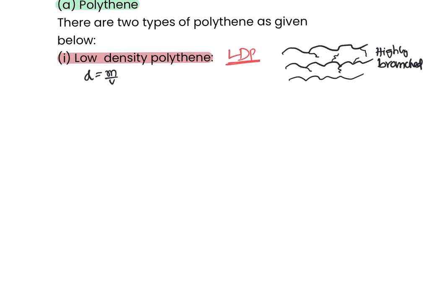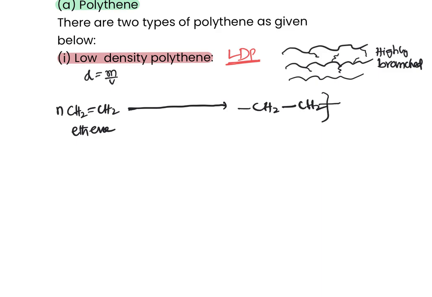So I am writing here the equation: n number of ethene molecules undergo polymerization, then give CH2 single bond CH2. The pi bond is lost, that's why there is one bond on the left side and one bond on the right side, and we take n. This now looks linear, but actually this representation is highly branched. So this is called low density polyethylene.